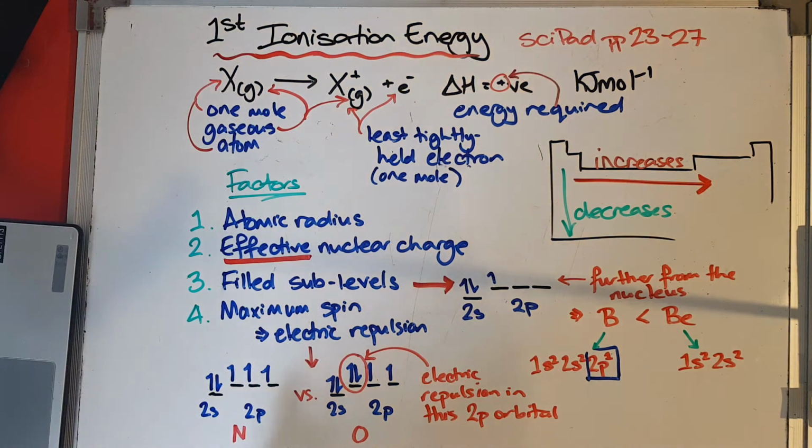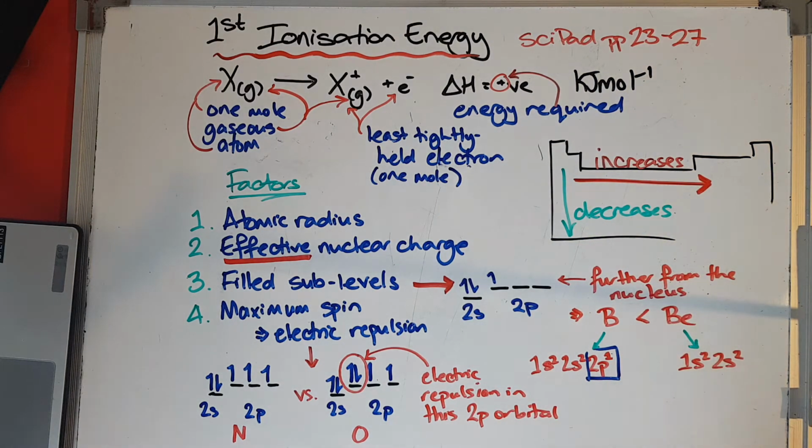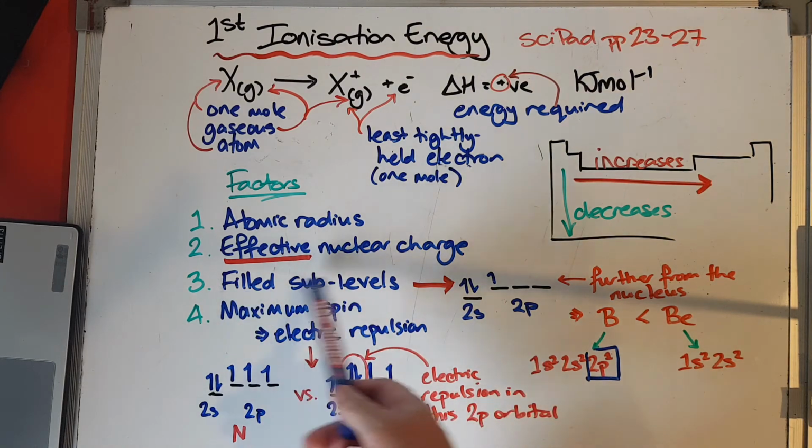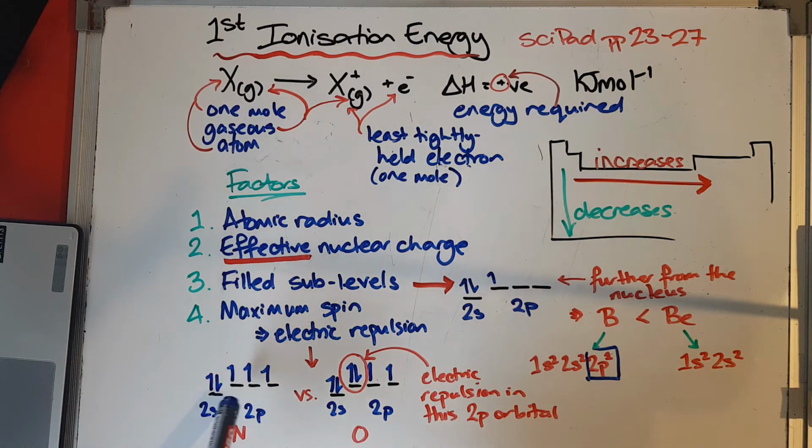Now, if all of that is the same, then we go to our fourth thing, which is maximum spin. So I've used nitrogen and oxygen as my examples here. Nitrogen has a higher ionisation energy than oxygen, and you'd expect it to be the other way around, but it's not. So why is that? For filled sublevels, it's the same. They're both partially filled 2p, so that's the same. Their effective nuclear charge, well, oxygen's is actually higher, so surely it should have a higher ionisation energy. The atomic radius of these two is almost identical. It's pretty much the same.